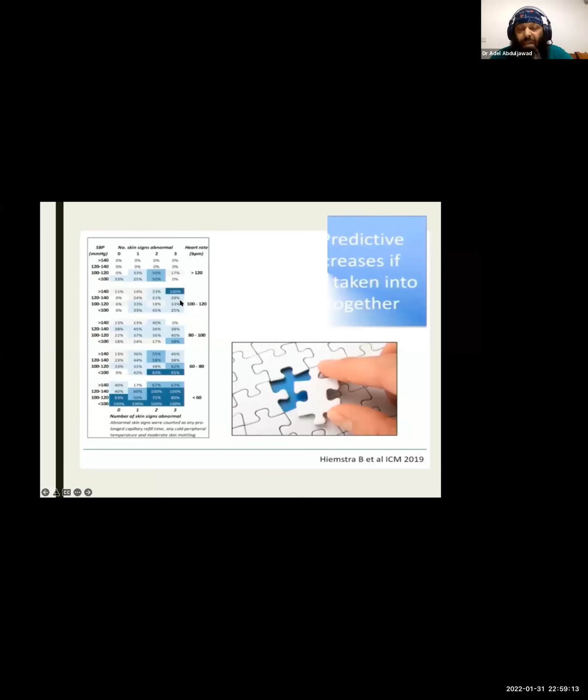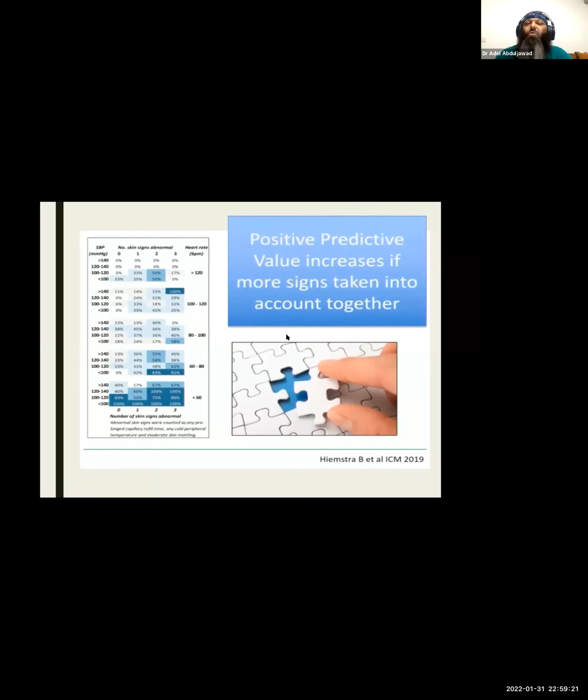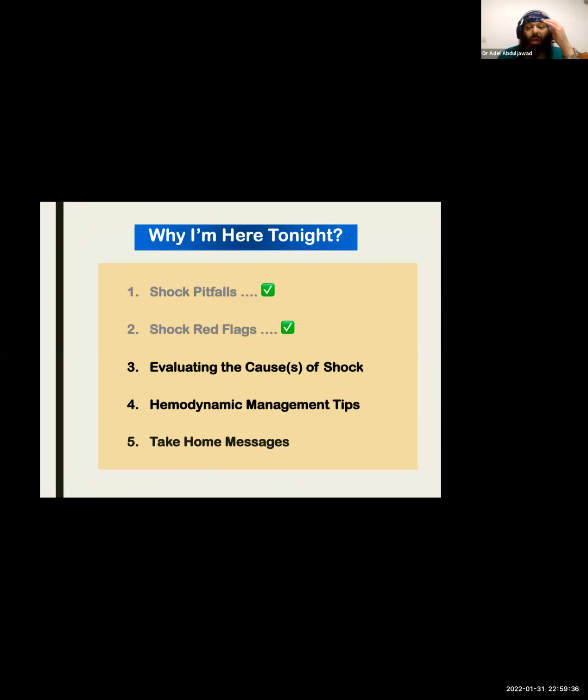And again, as I told you, the positive predictive values for all tests usually increase if you use more signs to put the whole puzzle together: clinical, skin perfusion, red flags, and other interventions or other diagnostic tools. So the third part, I think I have a few minutes to finish my talk tonight.